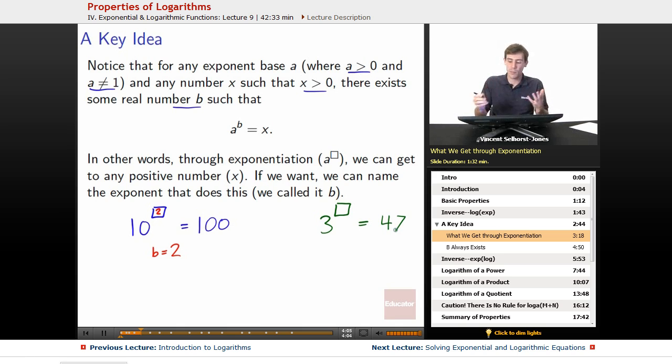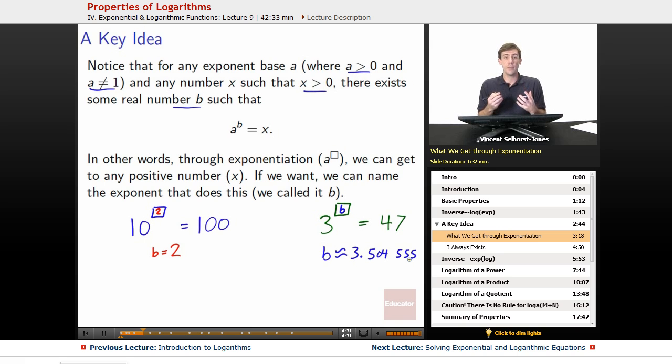We don't know what the number is right now, but we are confident, we are sure that there's got to be something that we could raise 3 to get 47, so we can just call it b. In fact, if you were to work it out through other stuff that we'll talk about as we go on in this class, you'd find out that b is approximately equal to 3.504555. If you plug that into a calculator, you'll see that it's very, very close to being precisely 47.